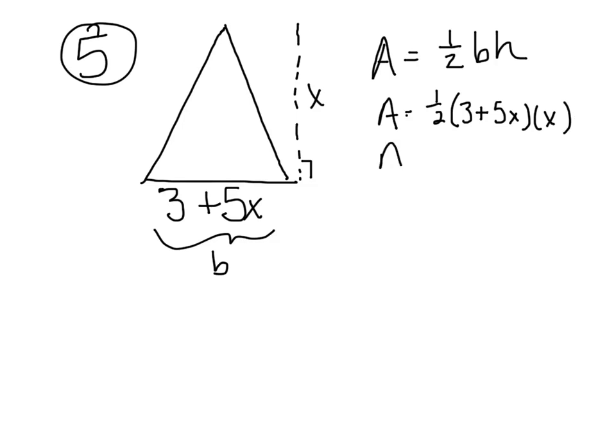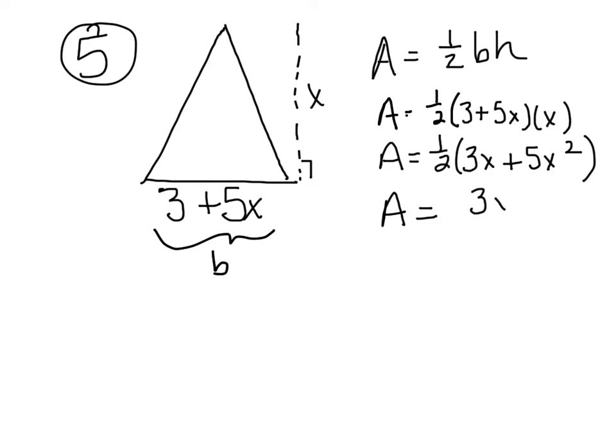So I'm going to first distribute the x. 3 times x is 3x, and 5x times x is 5x squared. I'm just going to times everything by a half. So that would give me 3x plus 5x squared, all divided by 2. And now plug in the value of x, which is our height. Remember, x is our height. So x is 6. So all I'm going to do is plug in 6.